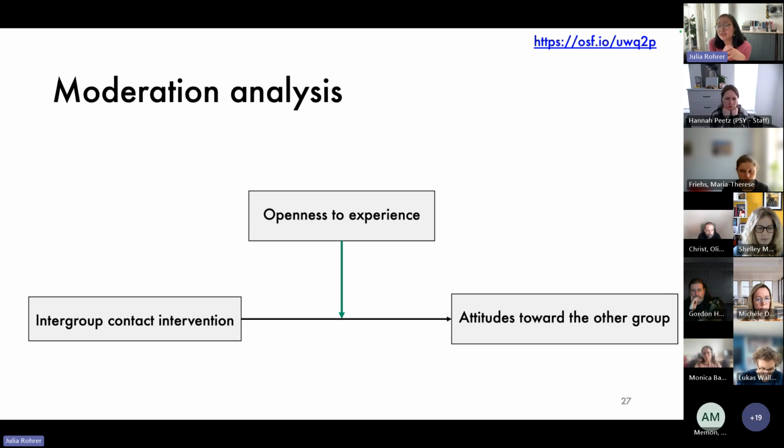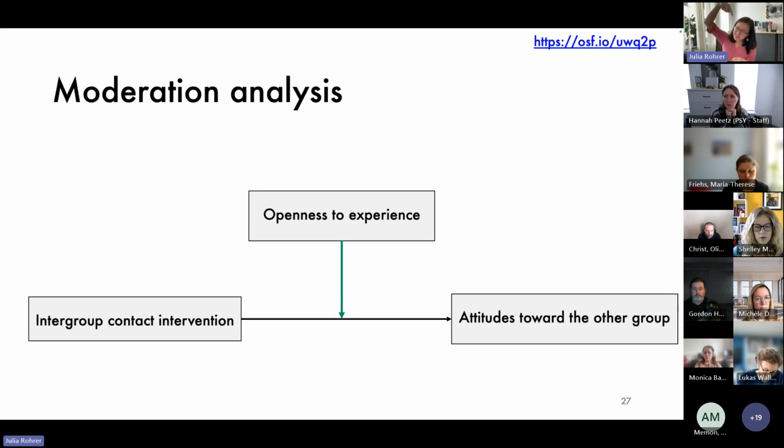You have a randomized intergroup contact intervention. You are interested in attitudes towards the other group and how they are affected by the intervention. But now, for example, you might have the idea, if you're a personality psychologist, that the effects of the intervention are actually affected by openness to experience. So maybe more open people profit more from that intervention.